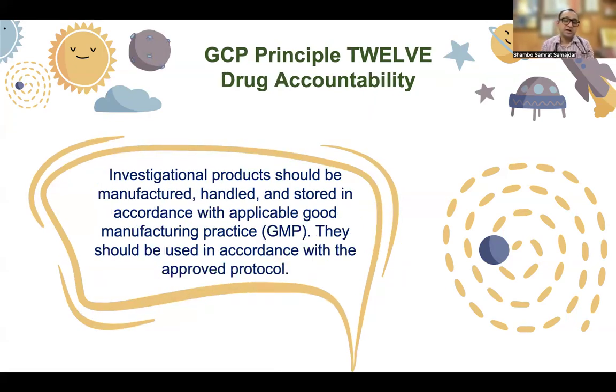So when we talk about drug accountability, there is another guideline which is important while conducting clinical trials, that is GMP, good manufacturing practice. In the 12th principle of GCP, both GCP and GMP merge. So investigational products should be manufactured, handled, and stored in accordance with applicable good manufacturing practice, and they should be used in accordance with the approved protocol. So again, this is an important part.